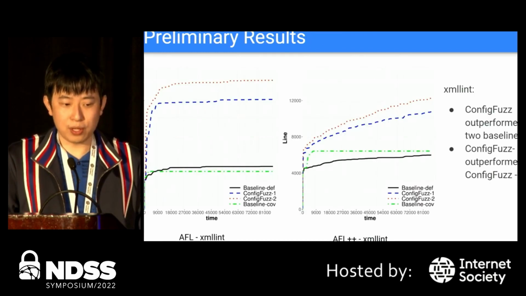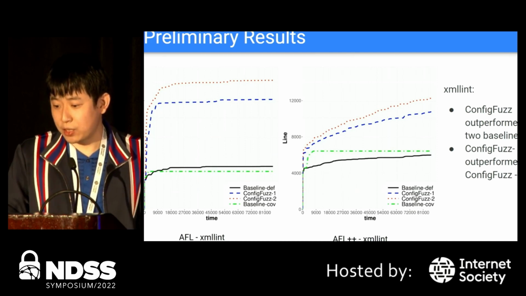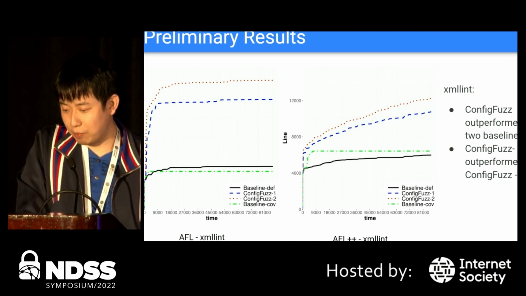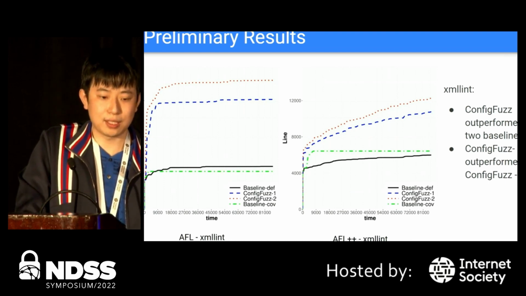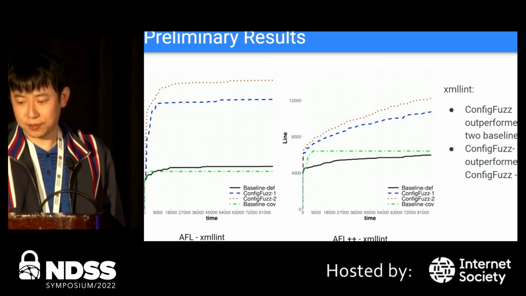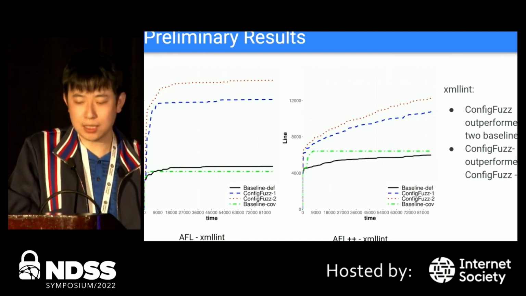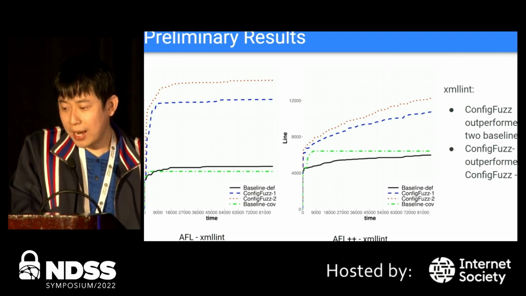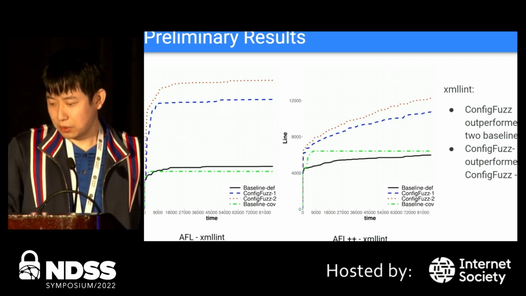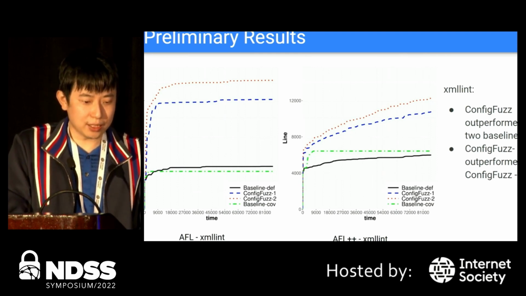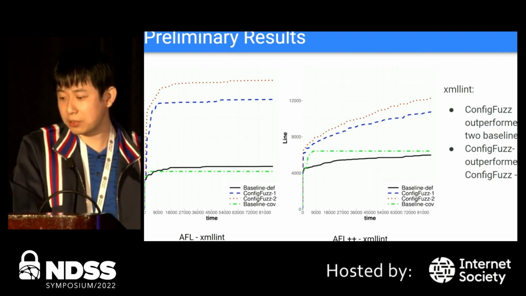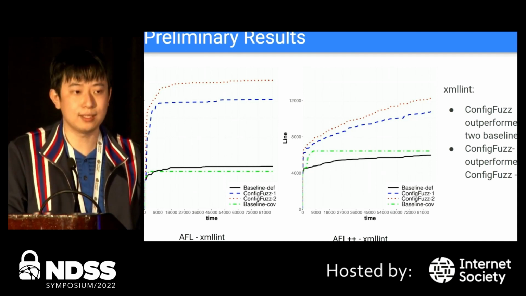We present our preliminary results by the coverage growth plots. In this plot, the x-axis is time marked in seconds, and the y-axis is the line coverage of each setup. From these two graphs, the first observation is that ConfigFuzz, marked in red and blue, outperforms the two baselines marked in black and green. We can see that within these two fuzzers, ConfigFuzz covered at least 10,000 lines of code, while the baseline covers at most 6,000.